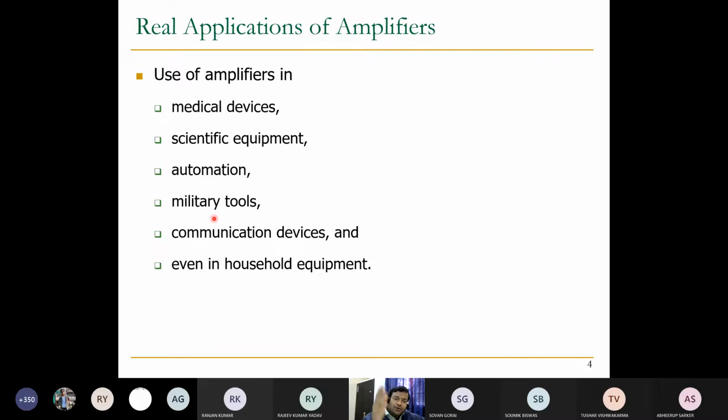You can use amplifiers in medical devices, scientific applications, automation, military or defense, communication devices, and even in household equipment. These are the real applications. We'll talk about it more on coming Friday.